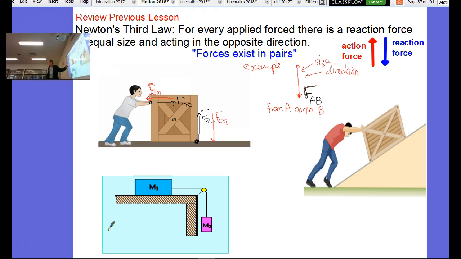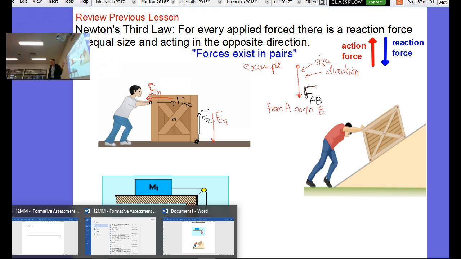Which one's likely to move? Is there a fight between these two forces? Equal and opposite, balancing each other out? You might say, well, neither of them. If the crate is just sitting there and the man's not pushing it, is the crate likely to move because of those two forces? No. So there has to be a balancing. What's causing a balance? The opposite direction. Is there another force?